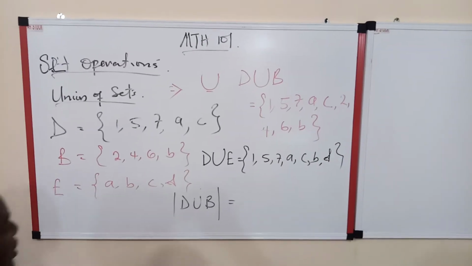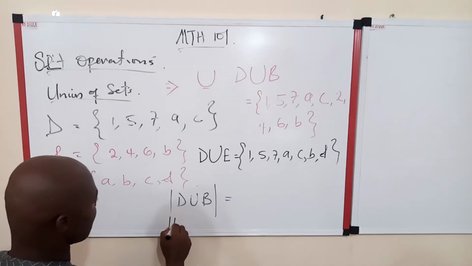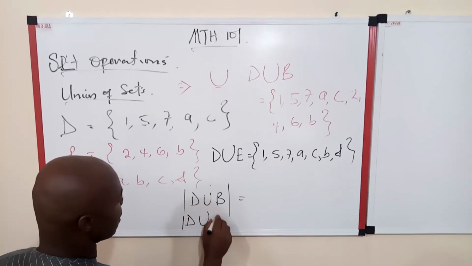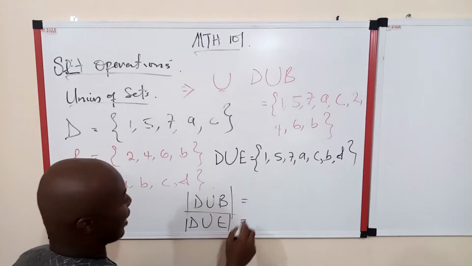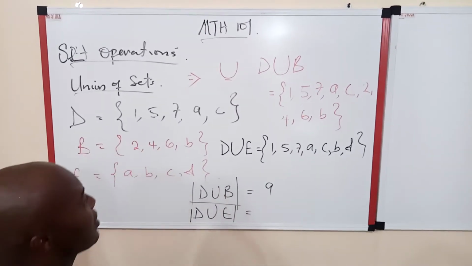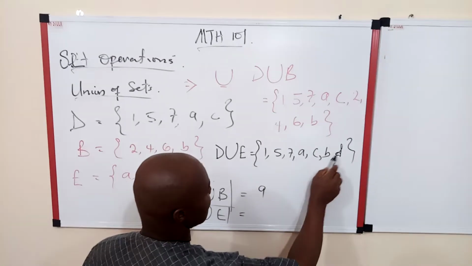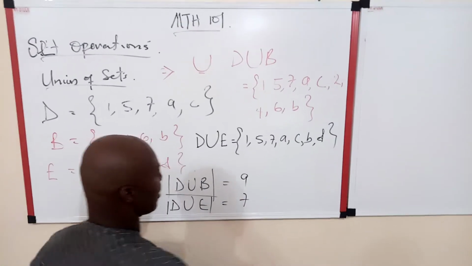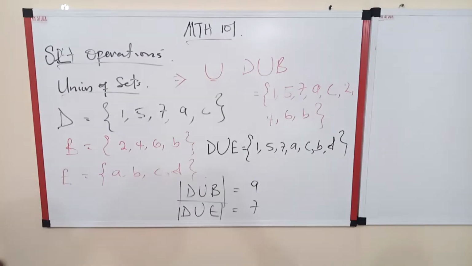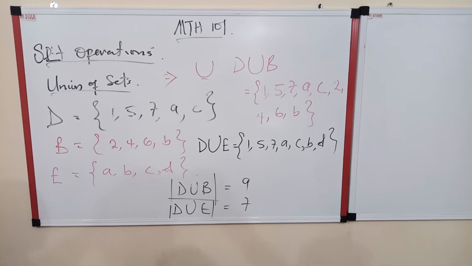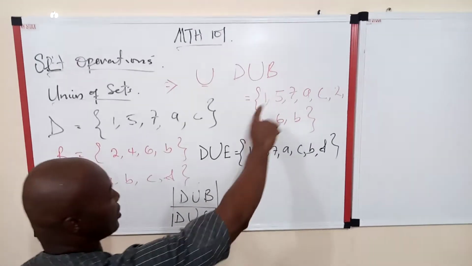Now, let's also consider another set, D union E. D union E is another set, where this one we said we have 9 elements, while the other one we have 1, 2, 3, 4, 5, 6, 7 elements in it. But I'm here to tell us that there is a mathematical formula, a relation that we can use in calculating this, other than just counting.